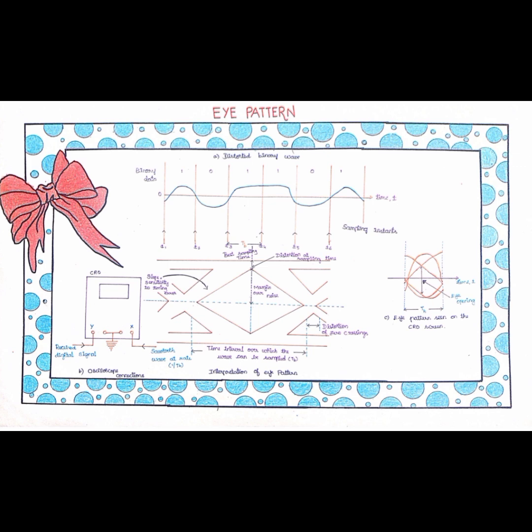It's worth noting that in modern digital systems, automated instruments are often used to analyze eye patterns. These instruments provide measurements such as eye height, eye width, rise time, and fall time, which are key indicators of the signal quality. An example from real life is computer networking.